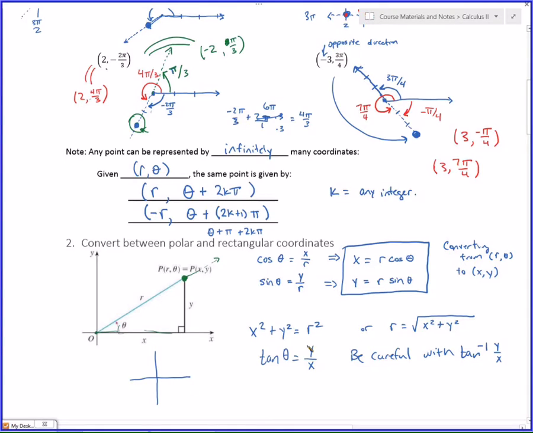When you use tangent inverse, you've got to remember that tangent inverse is always between negative pi over 2 and pi over 2. In your calculators, if you type in tangent inverse on something, you're only going to get an answer that's in the right half plane, not everywhere in the plane.